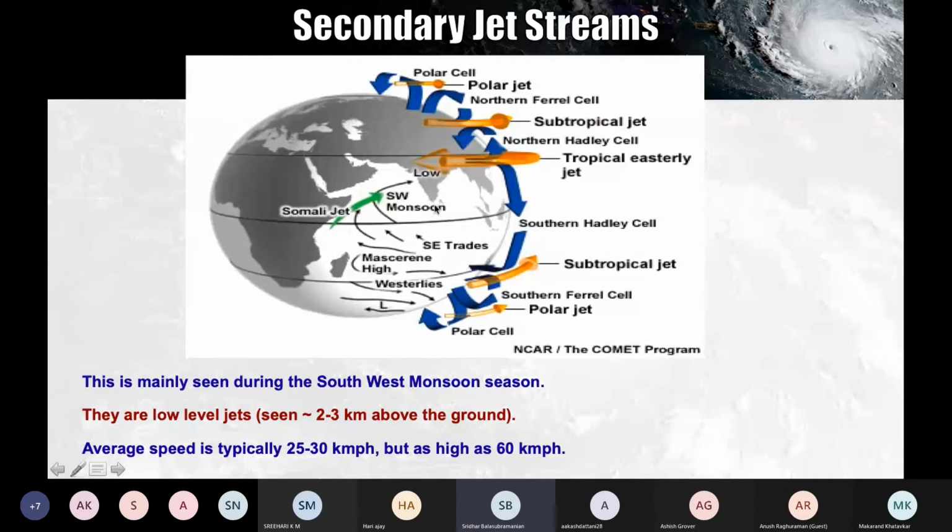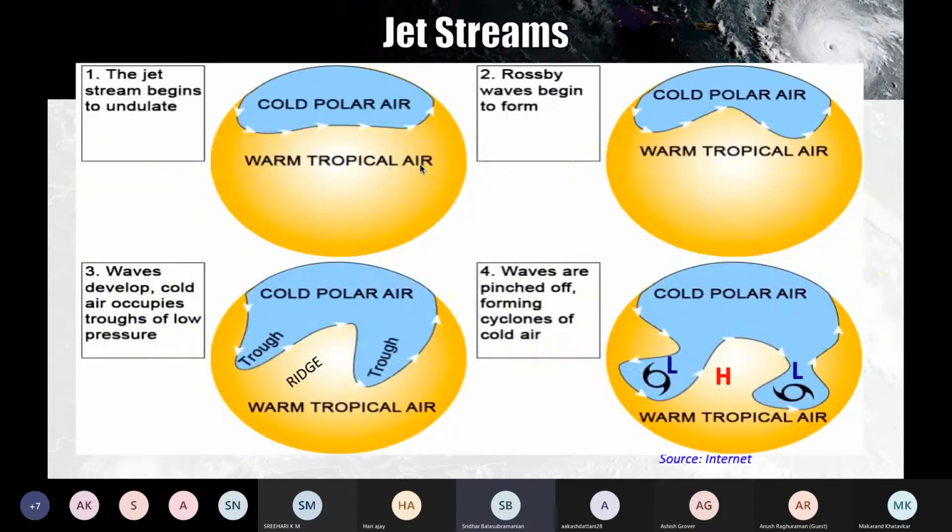Okay, so right now what we are doing is looking for signatures when the subtropical jet stream starts moving up, because as it starts moving up, the monsoon current can slowly propagate upwards. Okay, so that is the kind of large scale thing that we look at when we are looking at the onset of the monsoon.